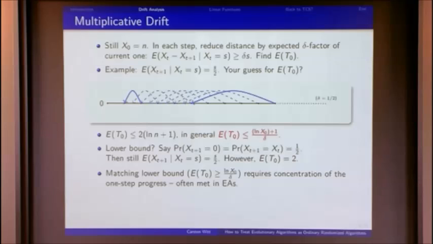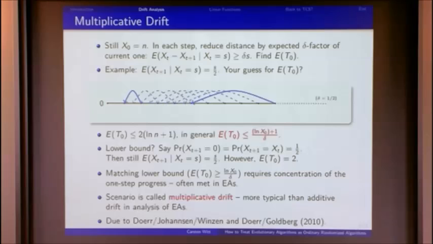So this is a scenario called multiplicative drift, and that is much more typical than additive drift in the analysis of evolutionary algorithms, because your progress is proportional to how far you are away from the optimum. This was brought into the theory of EAs by Doerr, Johannsen, Winzen, and Goldberg, and not too long ago, in 2010.